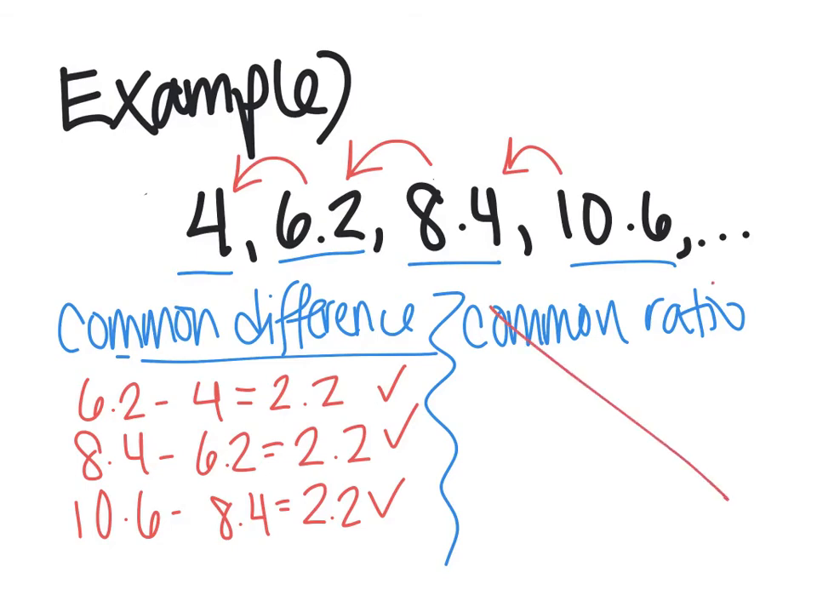So we don't even have to check to see if there's a common ratio, because if there's a common difference, there's not going to be a common ratio as well. So for this one, because we see that it's 2.2 for the difference between each of those numbers, we know that this sequence is an arithmetic sequence.